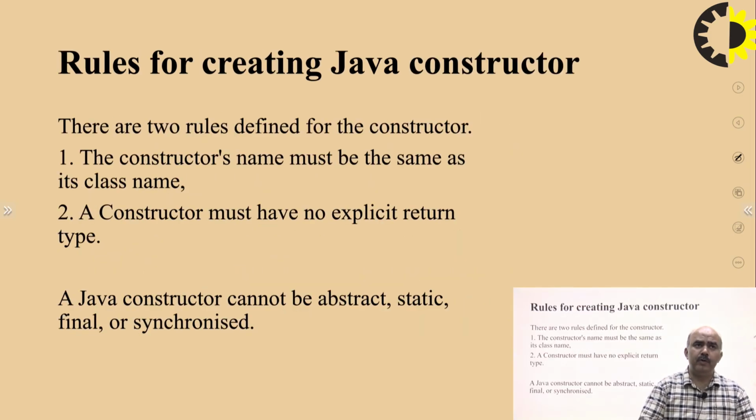How are we going to create a constructor? Generally, there are defined rules for the constructor. First, the constructor name must be the same as the class name, and the constructor must have no explicit return type. Also, the constructor cannot be abstract, static, final or synchronized.